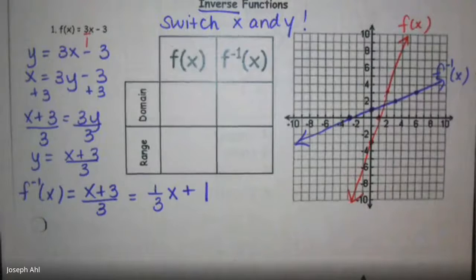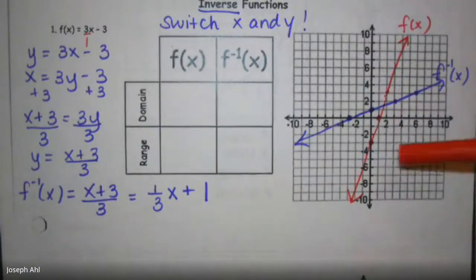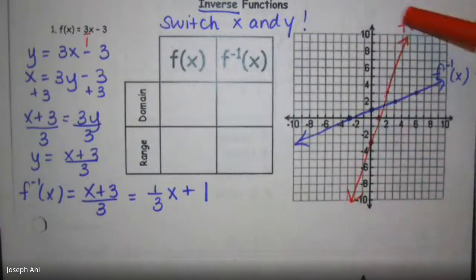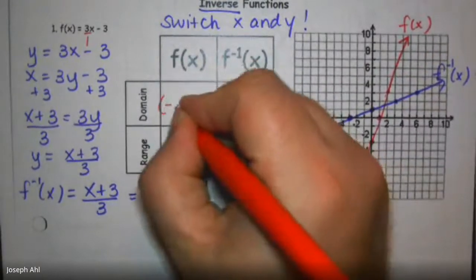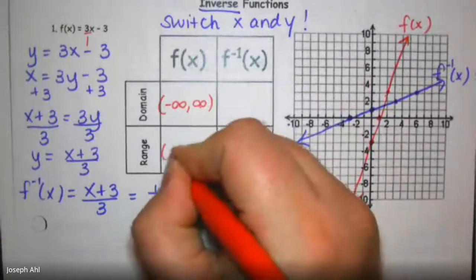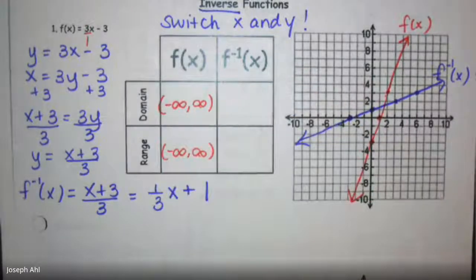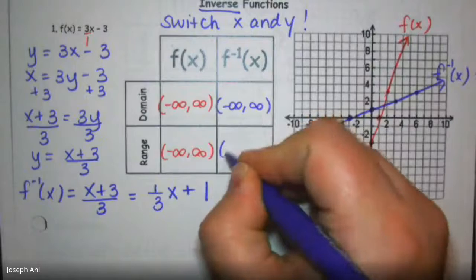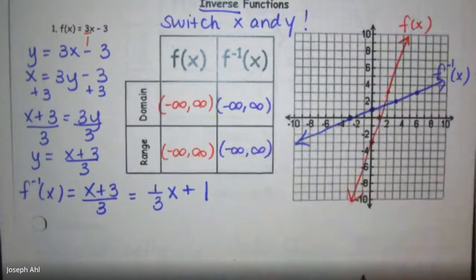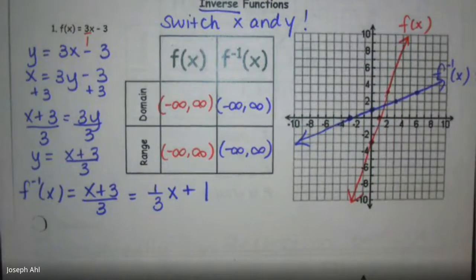And now that we've done that, we can go ahead and start filling in some of the table information here. So for the original function f of x, it's pretty easy if it's linear that we can conclude that the domain and range are all reals for both of those. Okay, so we've got -infinity to infinity for both. And since the inverse was also represented by a linear function, we can say the domain and range for the inverse is also -infinity to infinity. We've got all reals there as well.